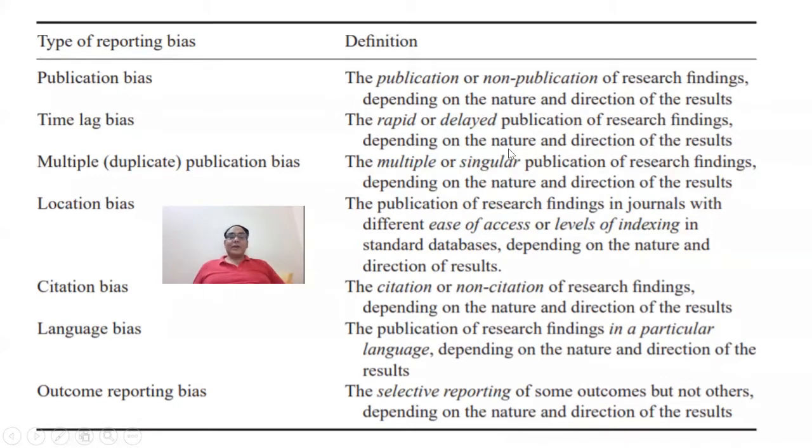Now, publication bias is that actually, we identify different kinds of studies, and we have a biased attitude towards the studies where results are significant and where results are not significant. So the publication or non-publication of research findings depends on the nature and the direction of the results. As I said, the studies where results are significant are more likely to be published, and the studies where results are not significant are not likely to be published.